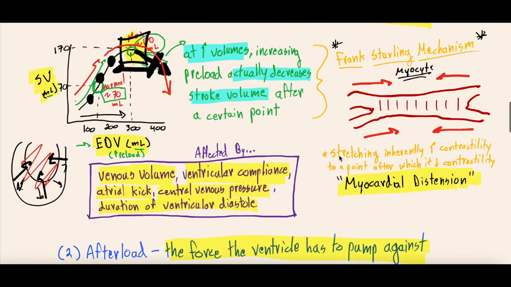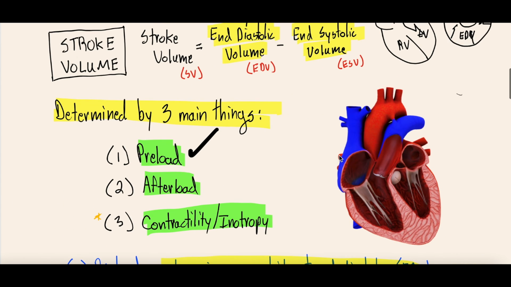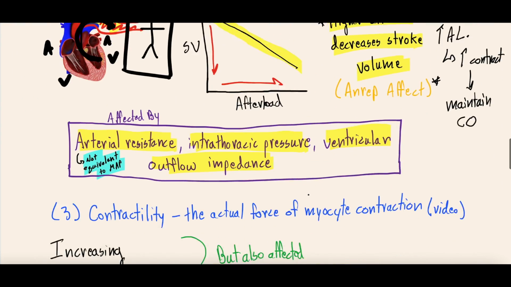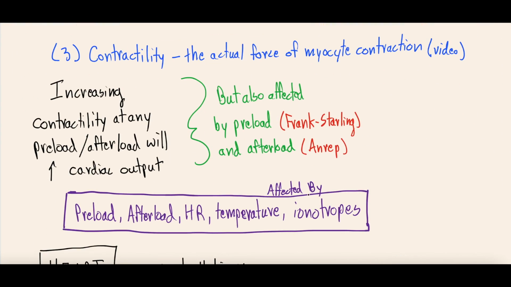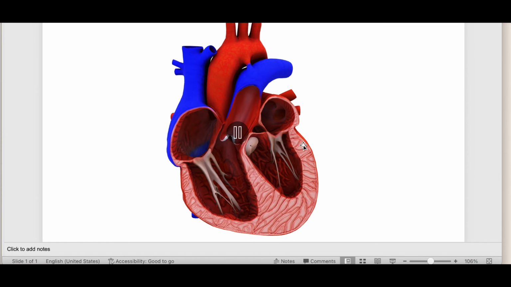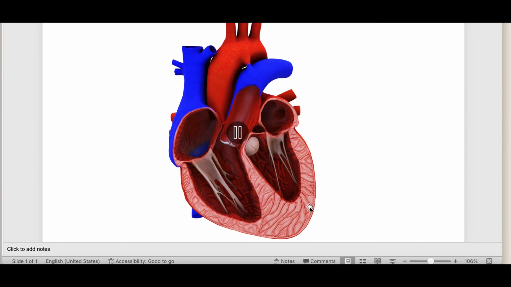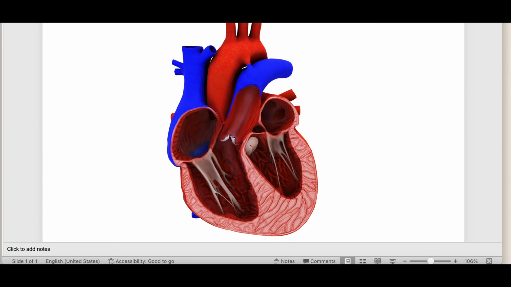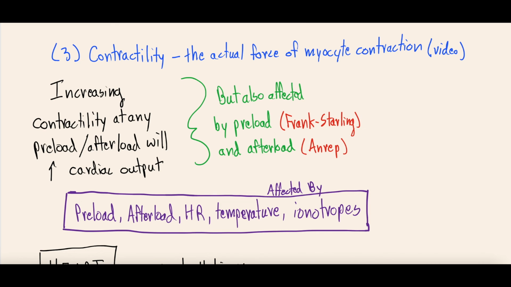All right, so let's go back up. We talked about how the stroke volume is determined primarily by three things: the preload, the afterload, and the last thing is the contractility. And contractility is the actual force that the heart fibers exert when they contract to pump blood out. And again, I put video here because I like this video, but the contractility is how hard these heart fibers are actually squeezing, the actual force of the squeeze that you see happening. That is the contractility.